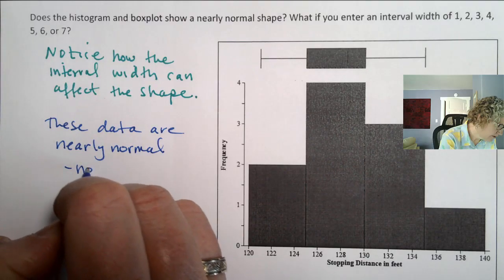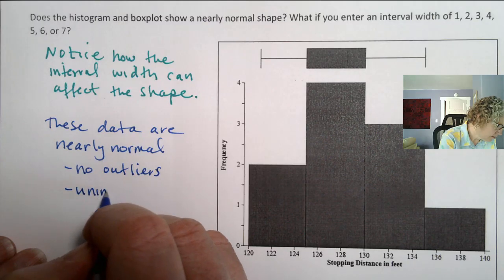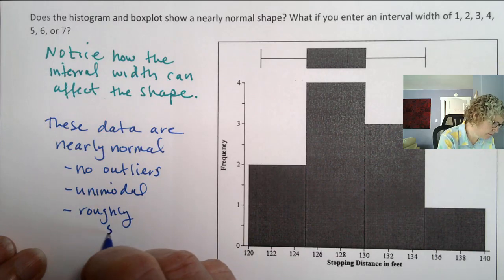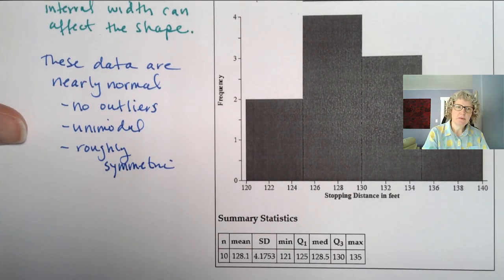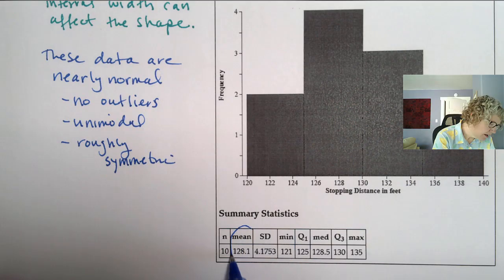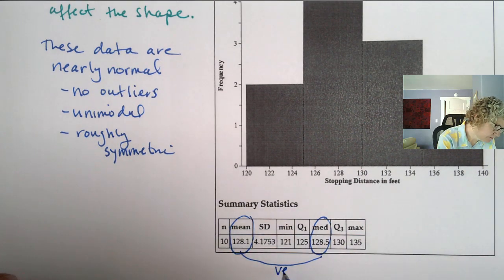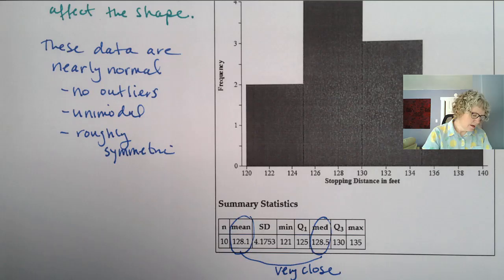Right, there's no outliers. It's unimodal. It's roughly symmetric. Okay, and when we look at the mean and the median, those are very close, 128.1, 128.5. Okay, great. So I think we've met our conditions, so we can go forward. So let's go ahead and do the test. Let me switch to the next page here.